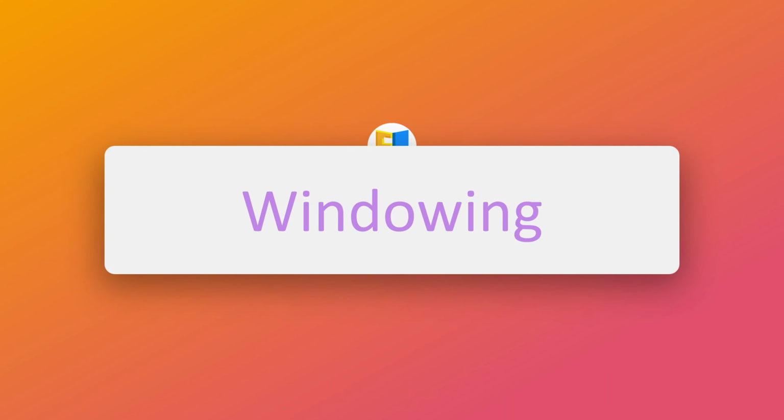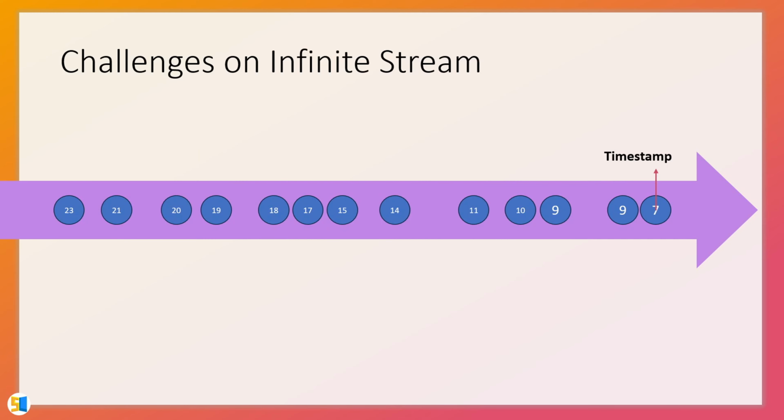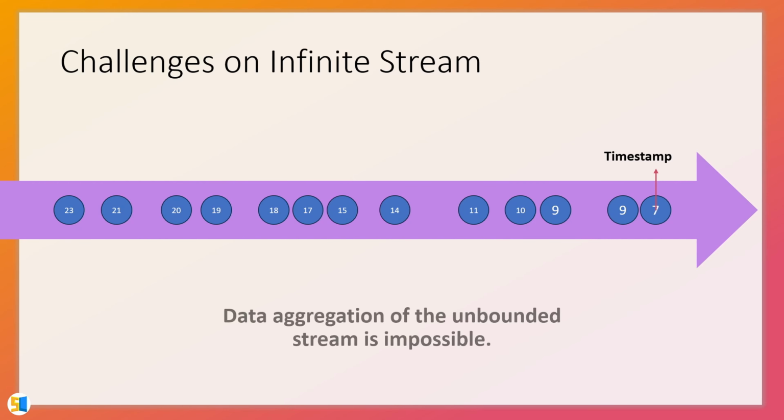Let's go to windowing. What are the main challenges on infinite streams? For an unbounded stream, the data arrives continuously, based on timestamps in order. If we need to aggregate the data or do any other analytic computations, it is impossible, right? Because we cannot wait for all the data to arrive before processing it, as we would never finish.